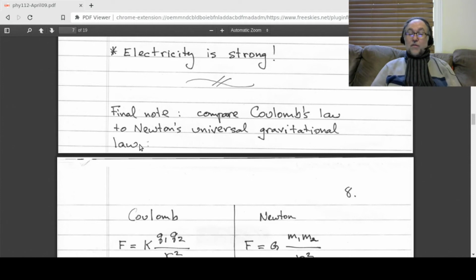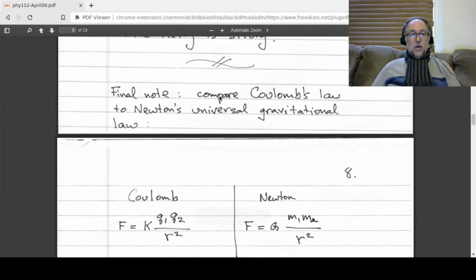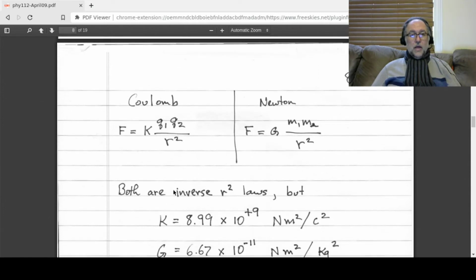One more thing to note before we go on to the next subject. If you were looking carefully here, you would have noticed that Coulomb's law looks a lot like another law that we've seen earlier last semester. And you can actually compare Coulomb's law to Newton's universal gravitational law. Here I have them both side by side.